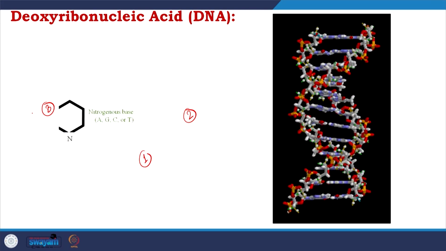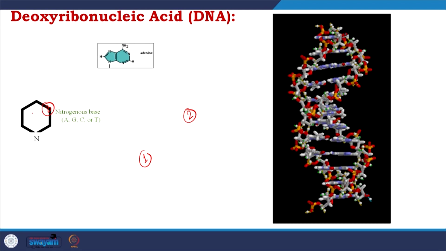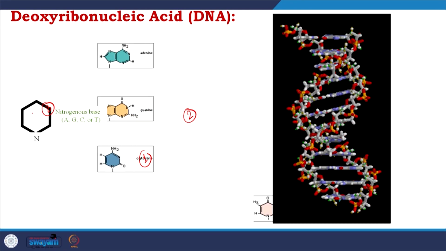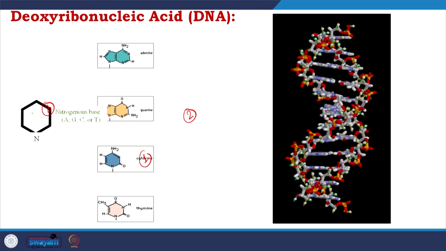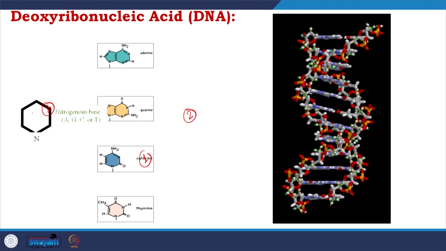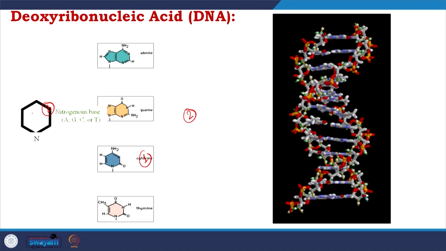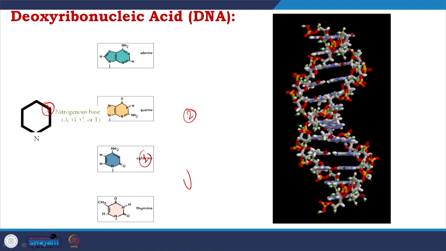Now, they only differ in the nitrogenous base. In DNA, you get adenine, guanine, cytosine and thymine. Instead of thymine, in case of RNA, you will get uracil.